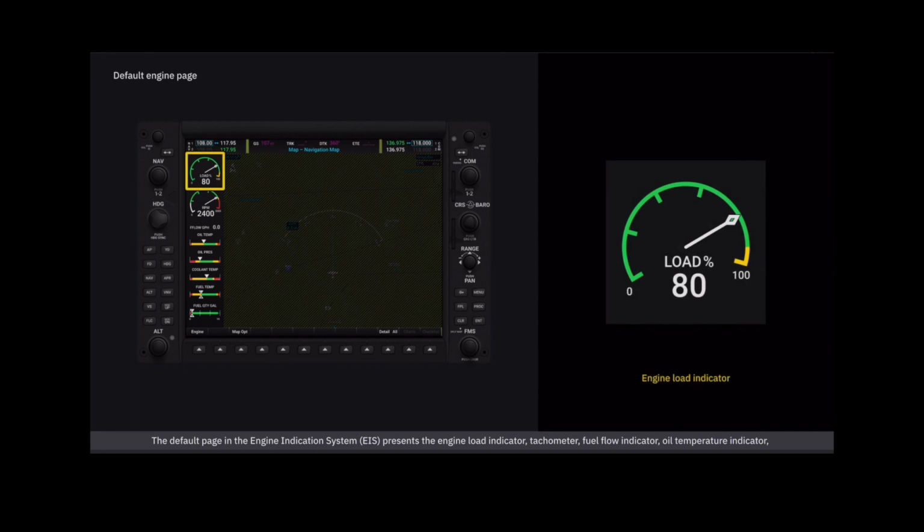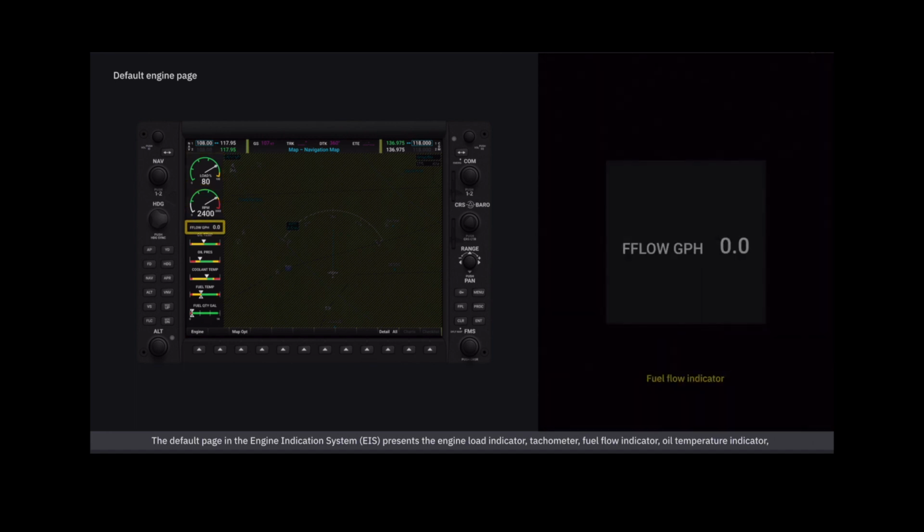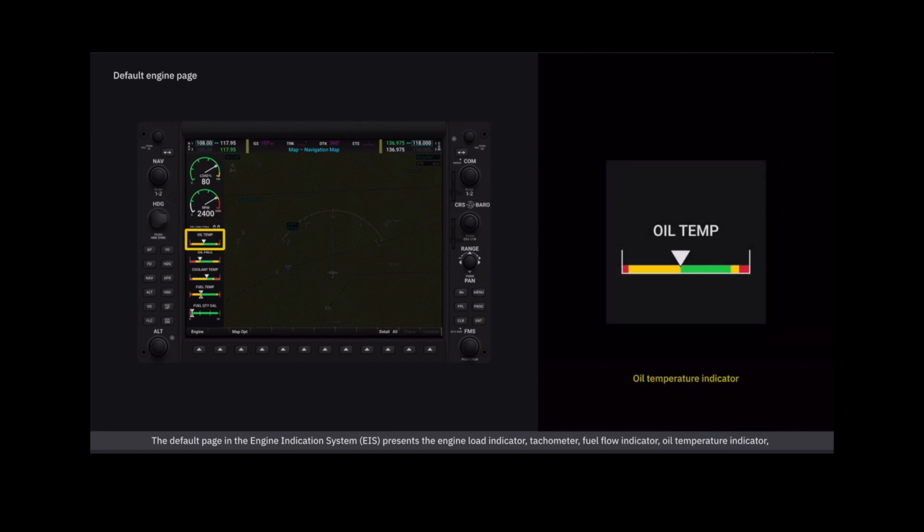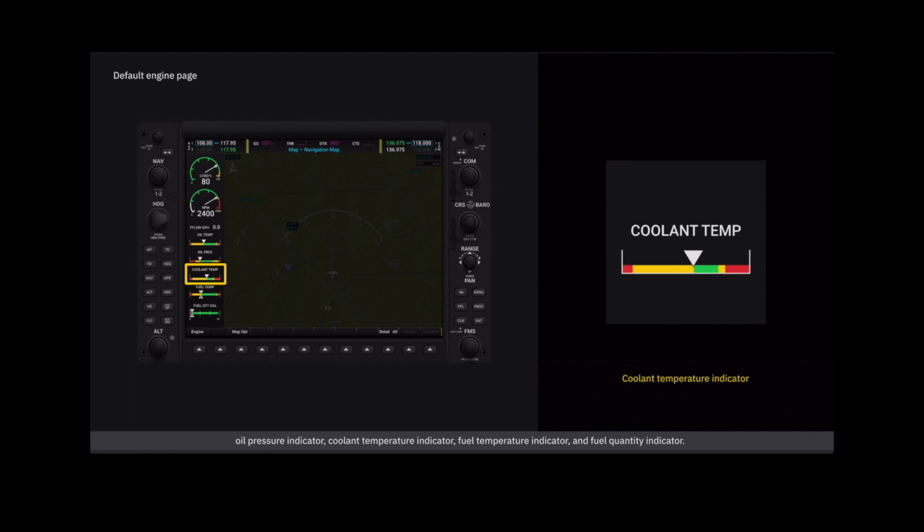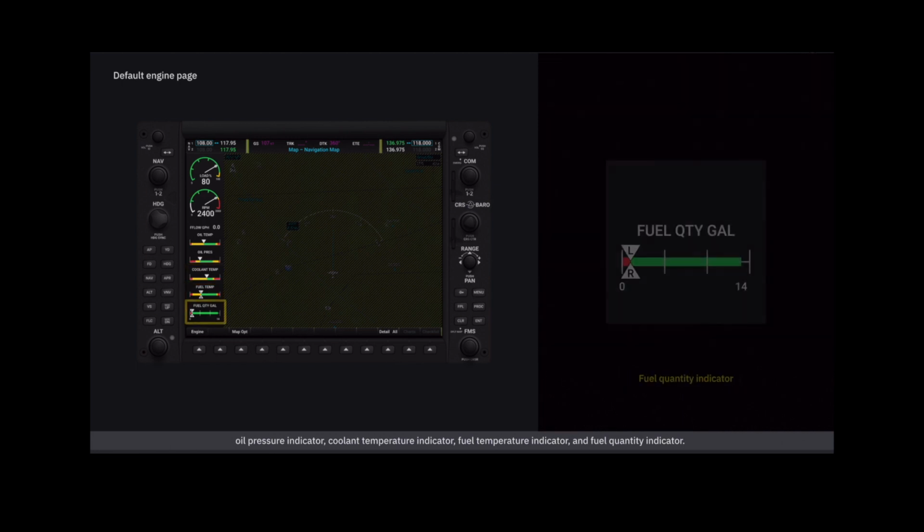The default page in the engine indication system, EIS, presents the engine load indicator, tachometer, fuel flow indicator, oil temperature indicator, oil pressure indicator, coolant temperature indicator, fuel temperature indicator, and fuel quantity indicator.